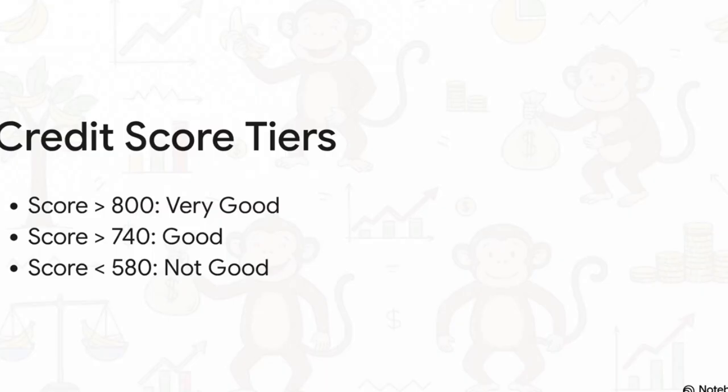And these scores directly translate to the real world. If your score is up over 800, that's considered very, very good. It makes it super easy for Monkey to get a loan for, say, a new vine or a giant pile of bananas. But if you dip below 580, yeah, that's when things start to get a little tricky.